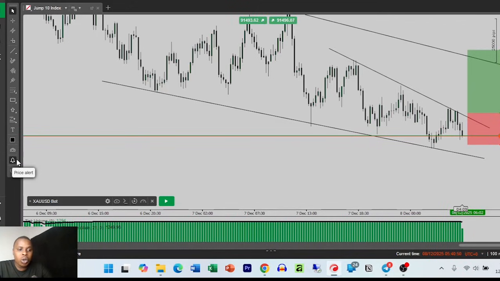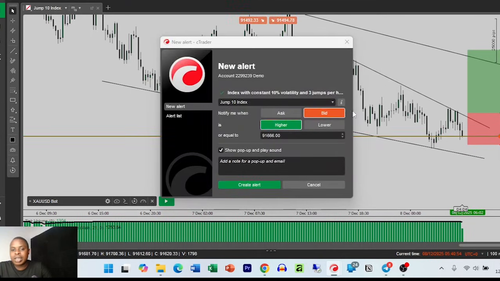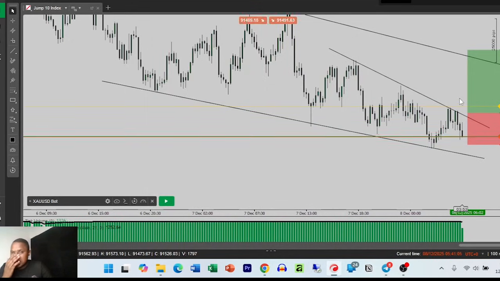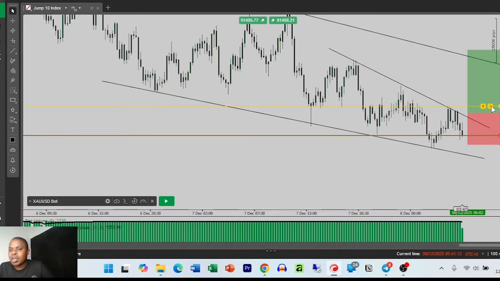So what I do is I just want to put the price alert above this zone right here. It will notify us when the market moves higher than this zone, right? So we have put a price alert on this zone right here. So this is what we are waiting for. So we're just waiting for the market to hit our alert, and then we are going to place our trade as soon as we see that alert coming, right?